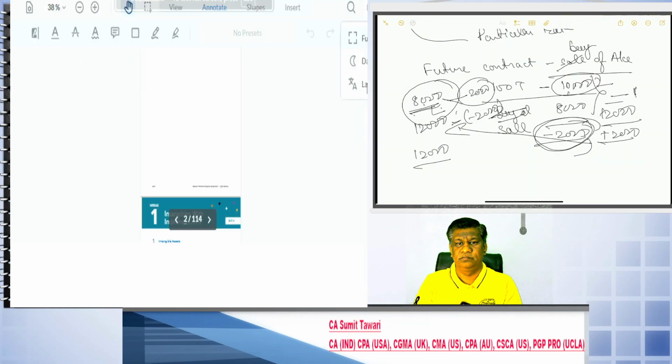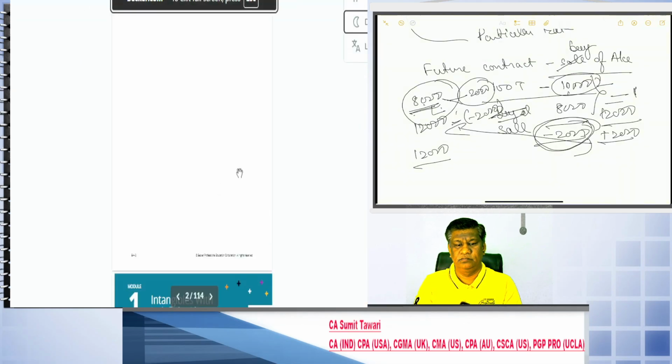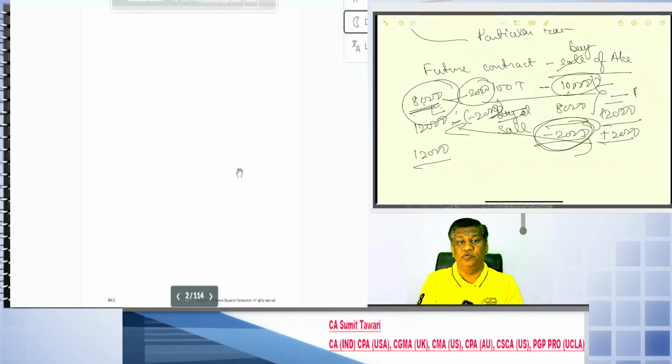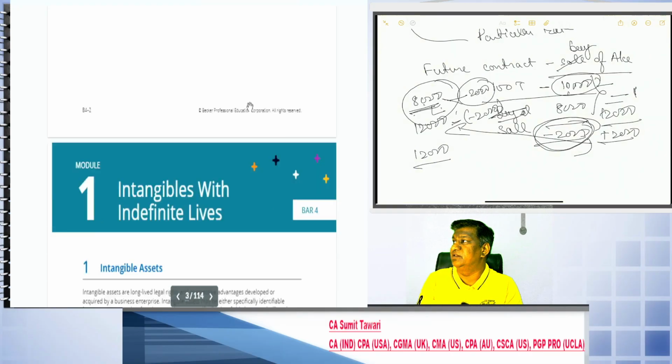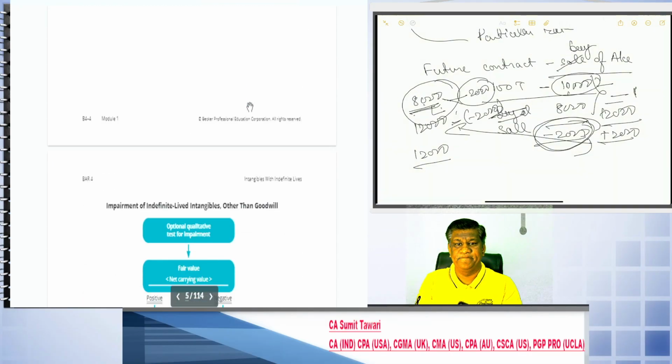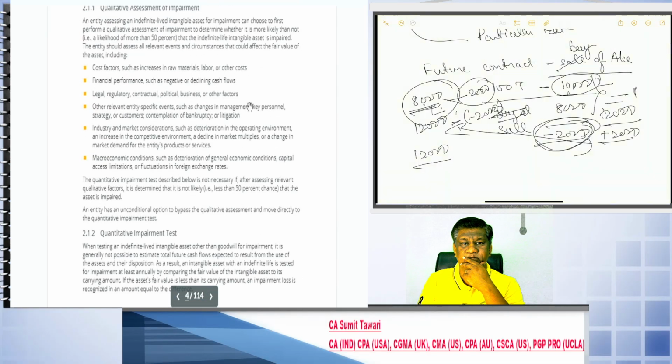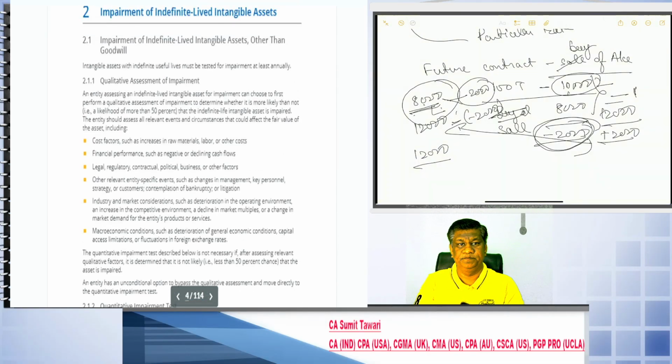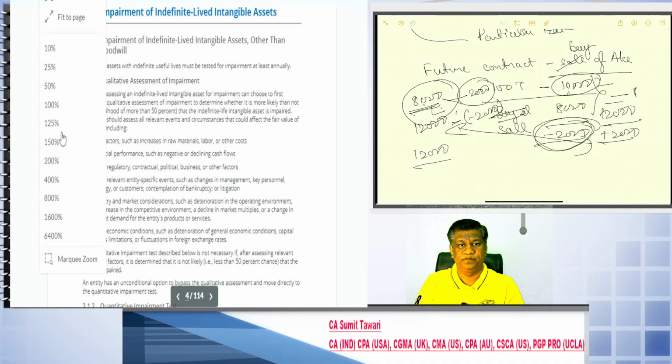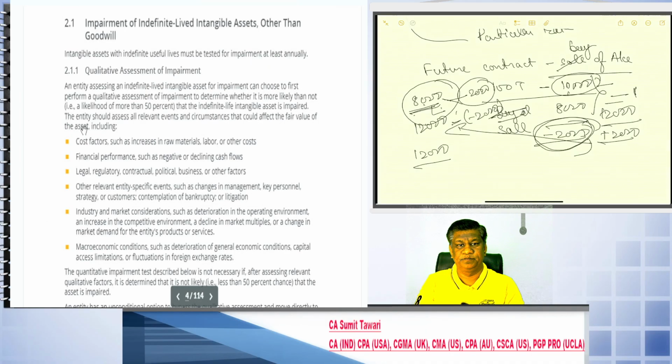So, sir, is a futures contract made for the purpose of buying or selling? No, you can do it for anything. It is not necessary for buying or selling. But tomorrow, if the rate increases to 12,000, I'm not interested in buying at 12,000.